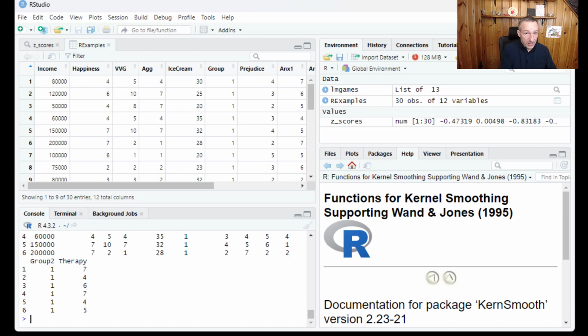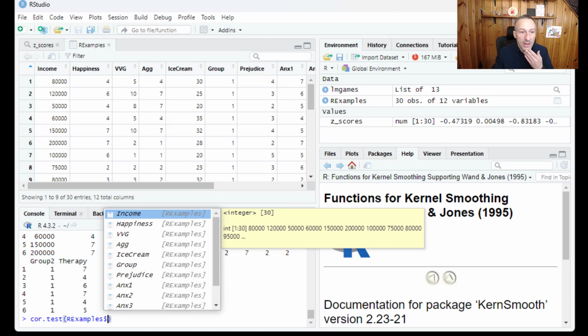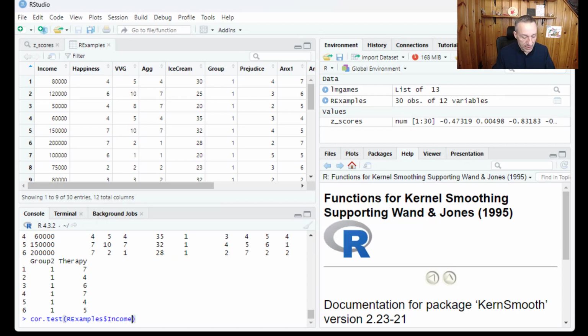Okay, so to run a correlation in R, you're going to do cor.test. We're going to use our data file, which is R examples. And then we're going to pull up the variables that we want. And in this example, I want to do income and happiness. So what you do is do a dollar sign, and they'll come up. And so I want income, and then a comma, R examples, your second variable, dollar sign, and happiness. So cor.test, and then you're pulling up your two variables from that R examples, income and happiness.